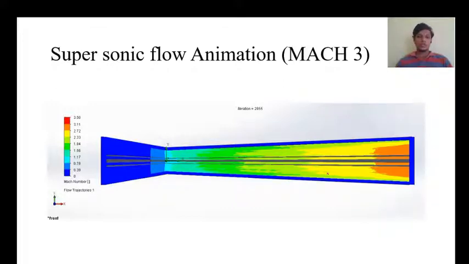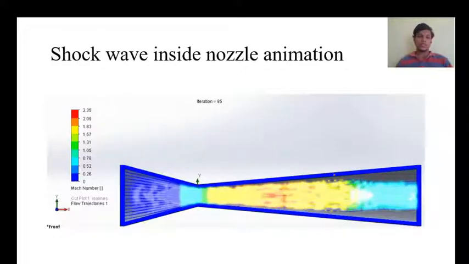Okay, in the next slide you can see the line animations of the flow, or the streamlines. We can see these waves, or Mach waves, which give the information for the backflow.